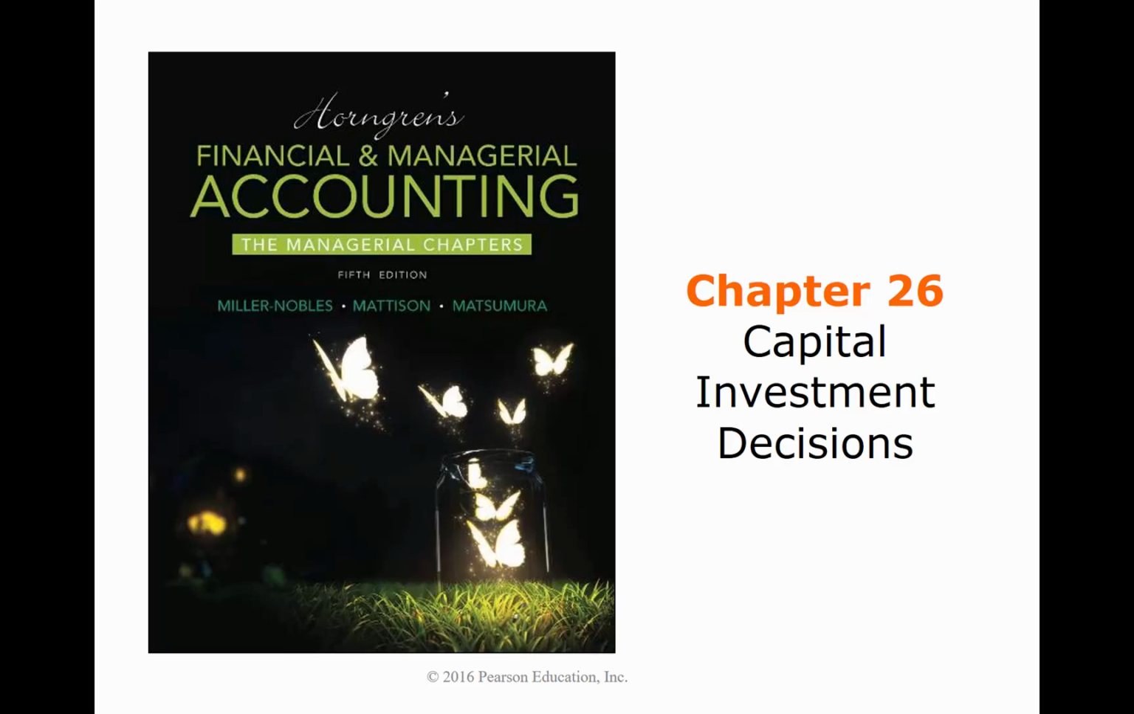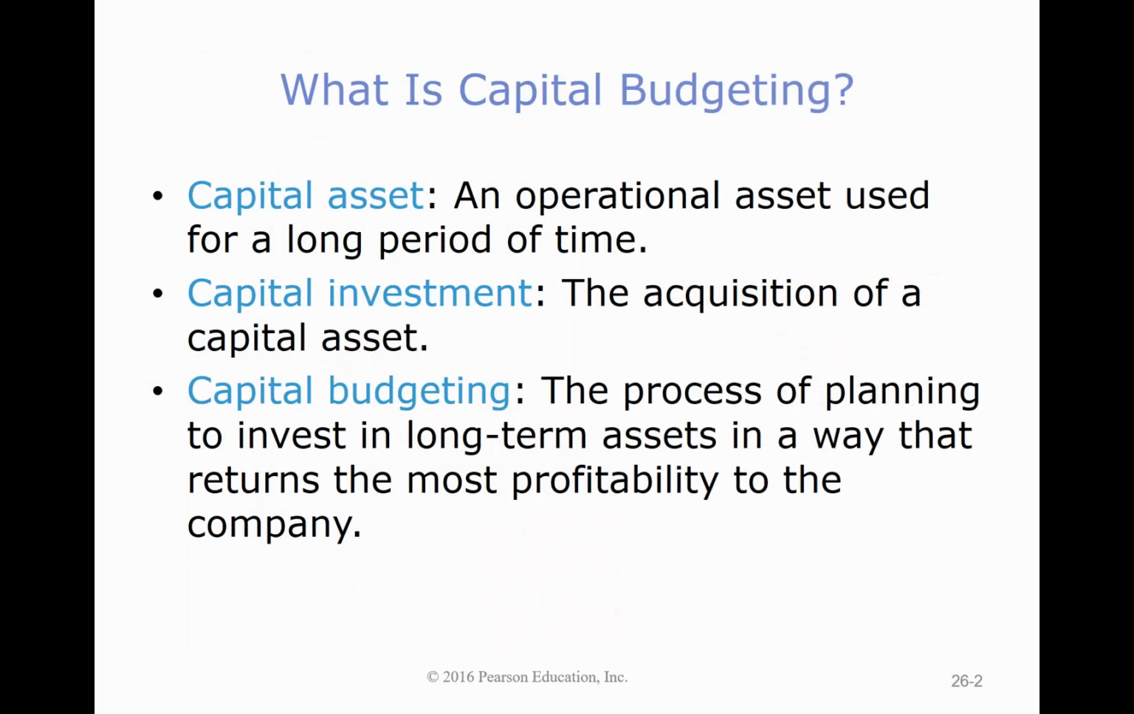All right, so chapter 26 is about capital investment decisions. This means putting money into long-term assets. That's what we mean when we say capital investments, okay? I guess I'll tell you that right there. An operational asset used for a long period of time. The investment's the acquisition of that, and budgeting is the process of planning for that, right?